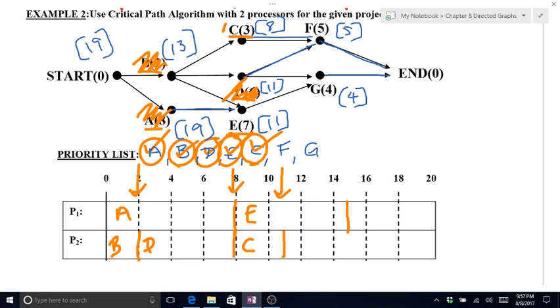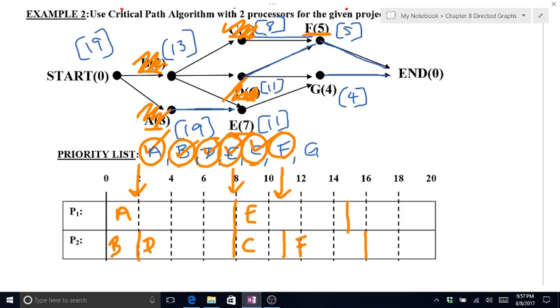At 11, C is now finished, which now makes F eligible because C and D are both finished. So F is eligible. G is not eligible yet because E is not finished. E needs to be finished before G is eligible. So F gets scheduled next. That's 5 minutes. That takes me to 16.